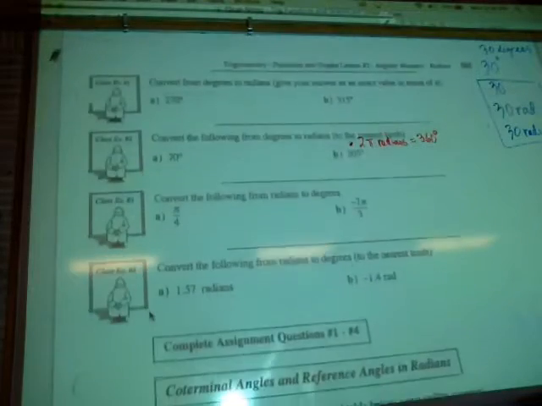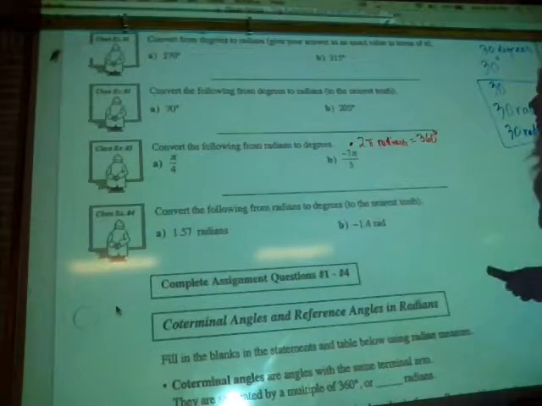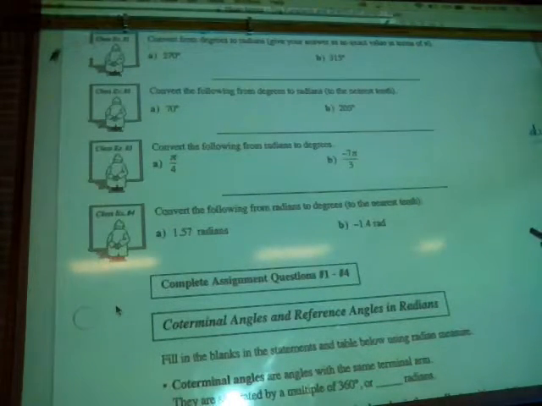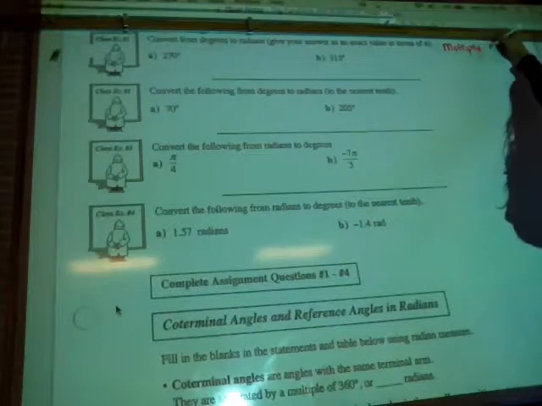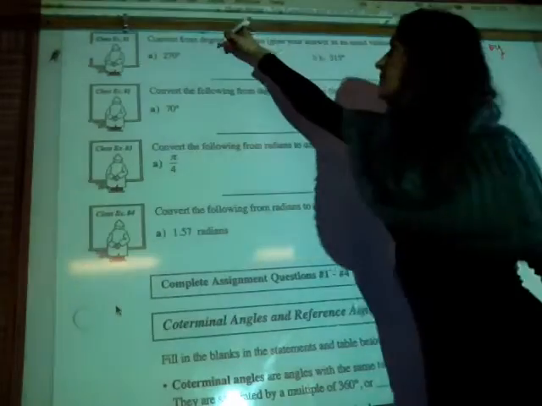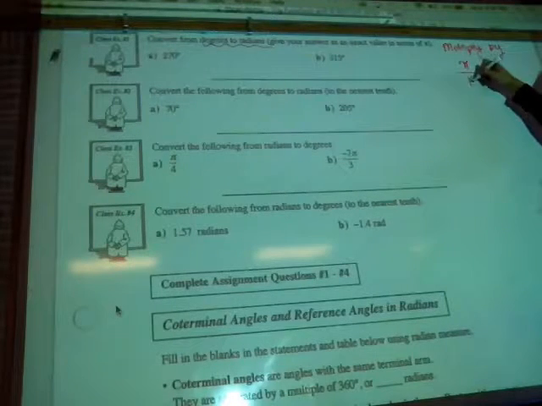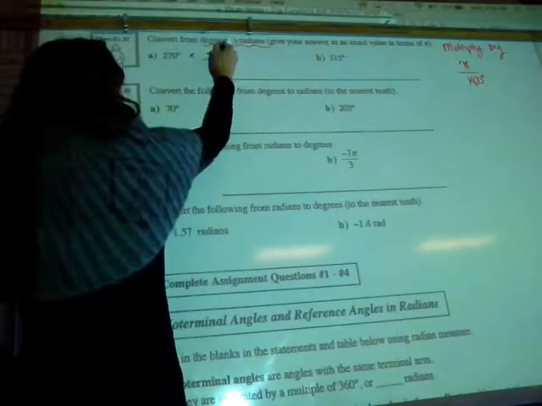So let's put that into practice. For example number 1, we need to convert from degrees to radians. So if that's the case, what do I have to multiply my degrees by? Okay, I'm going from degrees to radians, so I multiply by pi over 180 degrees. You want to get rid of the degrees, keep the pi. So let's multiply this by pi over 180.